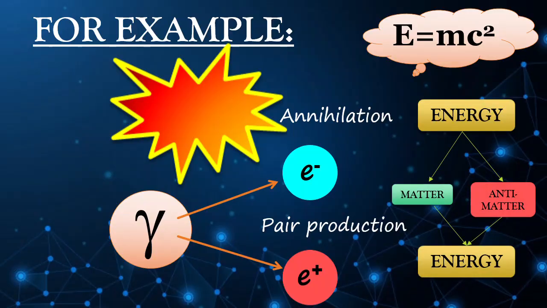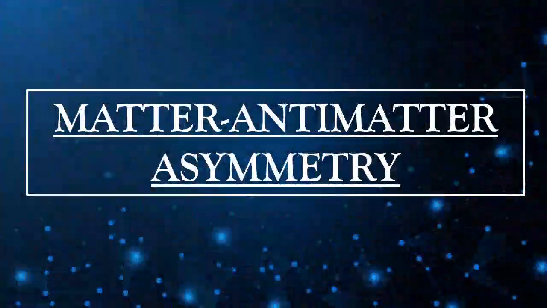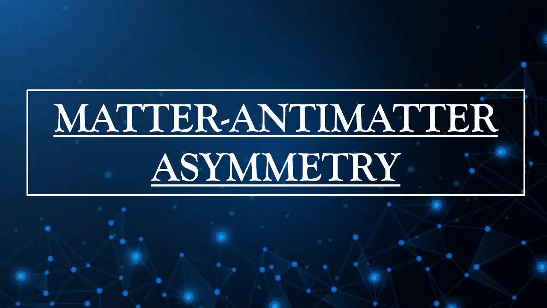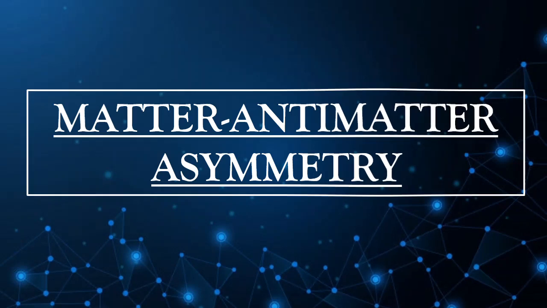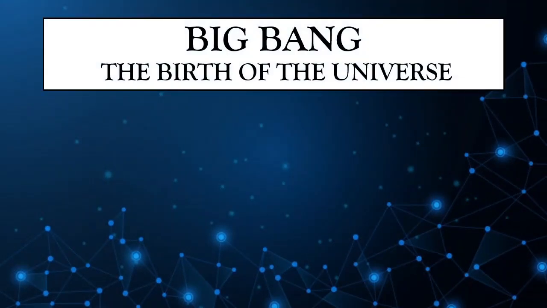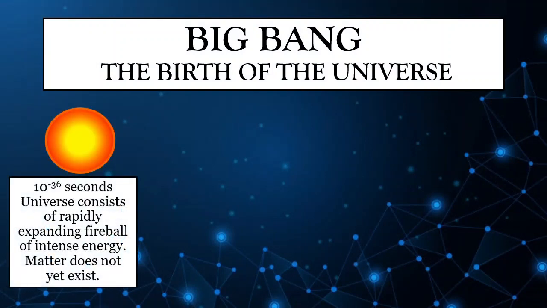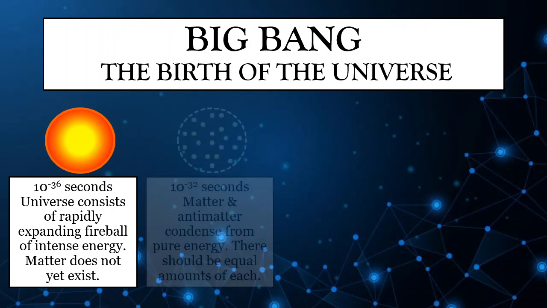Now, let me introduce you to one of the greatest unsolved problems in physics, matter-antimatter asymmetry. We all know about the Big Bang, the birth of the universe. So how was the universe after 10^-36 seconds of the Big Bang? Well, at that moment, the universe consisted of a rapidly expanding fireball of intense energy. Matter did not yet exist.